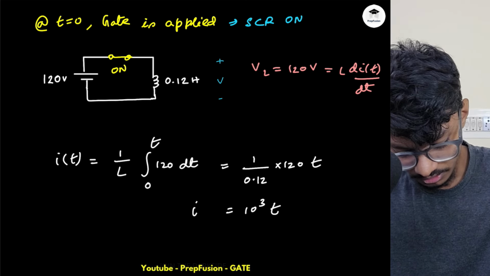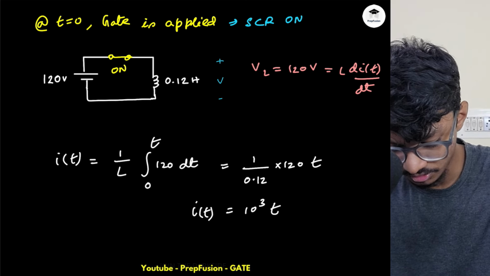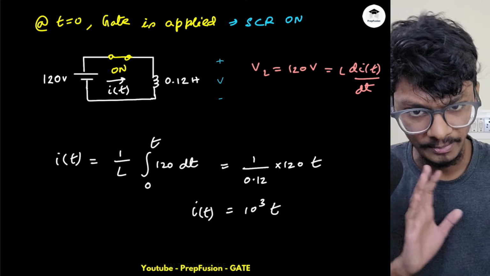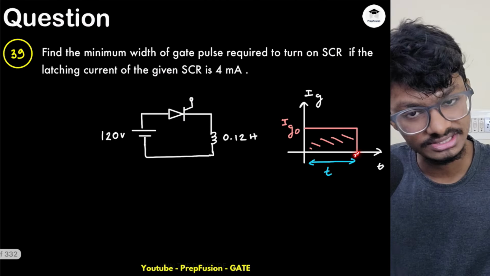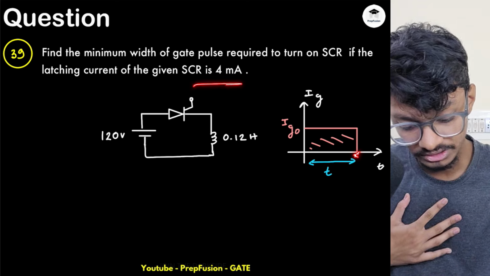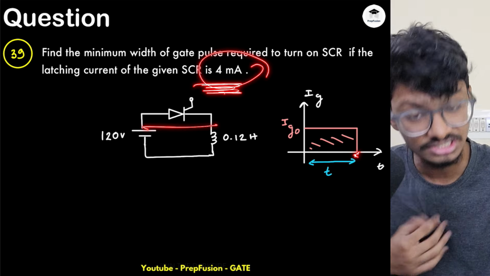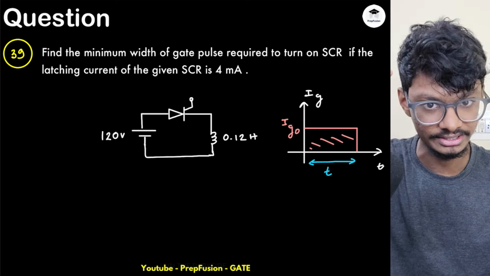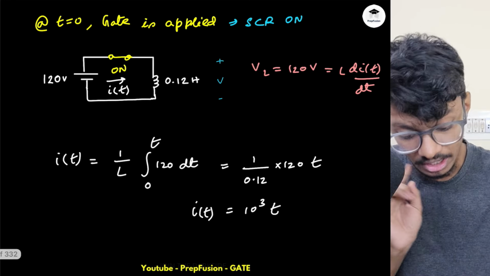Now this is my current through the inductor, and this is the current through the SCR as well. I am applying the gate signal, and the gate signal is applied until this time t. When can I remove it? I can remove it when the current through the SCR reaches 4 milliamperes. After that I can remove it, because then the SCR will be in the on state. It can't turn off. So this is how the current increases.